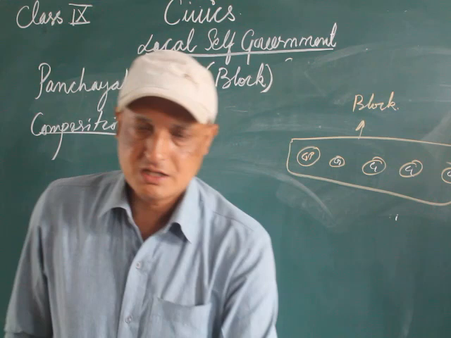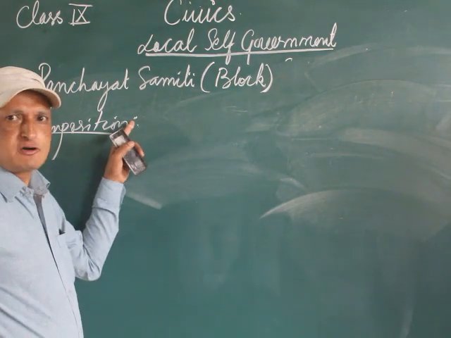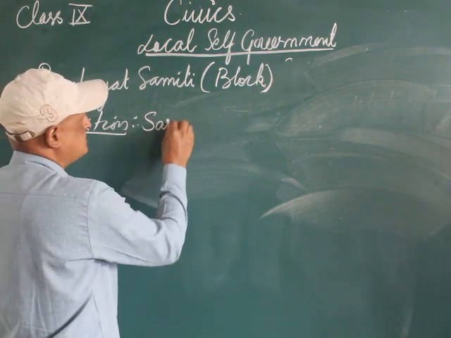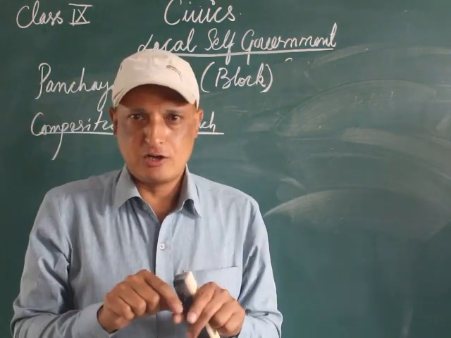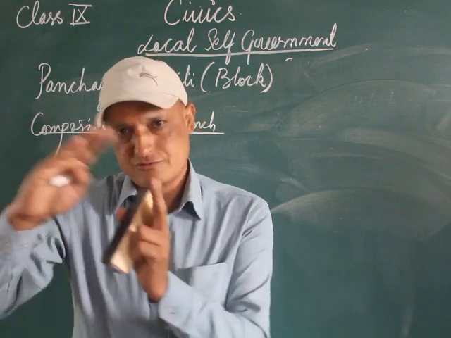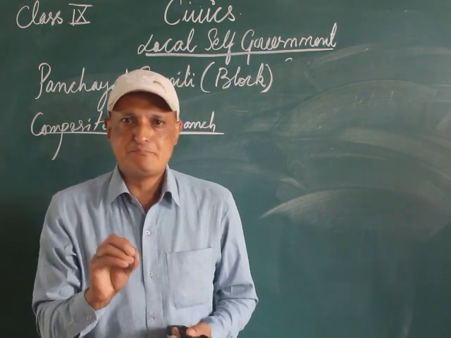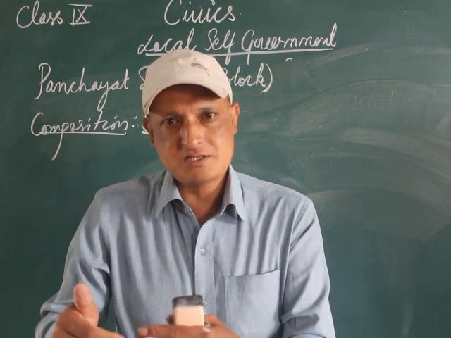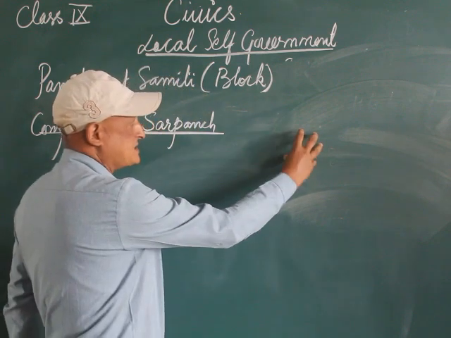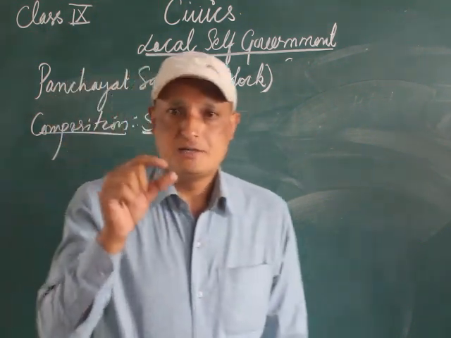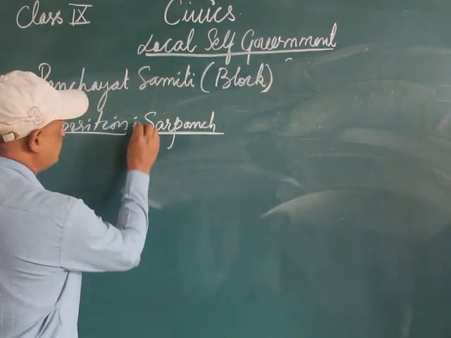So the first member of the composition is that it comprises all the Sarpanches of that particular block. Within a particular block or region, there may be 5-6 Gram Panchayats, and they have their Sarpanches. So all these Sarpanches, 5 villages according to my example, are the members of the Panchayat Samiti, which is at the block level.